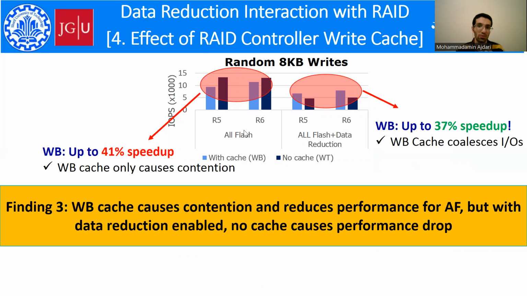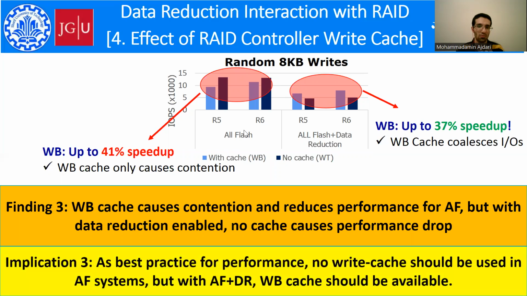However, we revealed that data reduction completely changes this behavior. Due to small granularity and partial sequentiality of IO accesses from the data reduction layer to the RAID controller, the write-back cache provides IO coalescing opportunities and boosts the performance by 37%. This suggests a new best practice. Enabling a write-back cache on the data path of an all-flash system with integrated data reduction is necessary, while the opposite should be followed for the baseline all-flash systems.